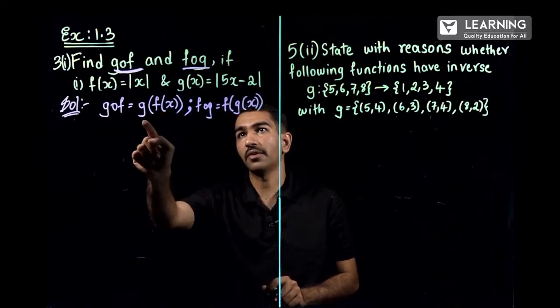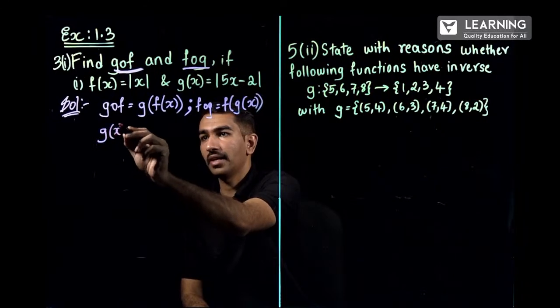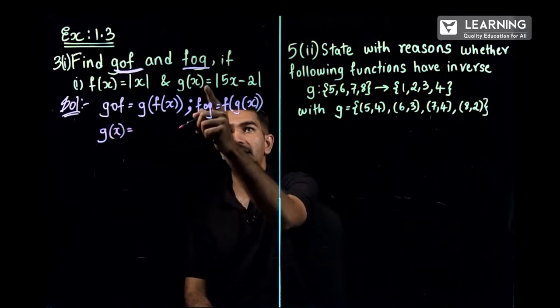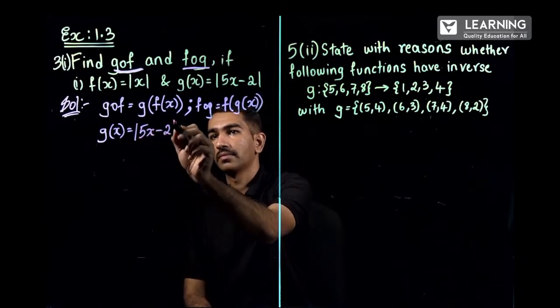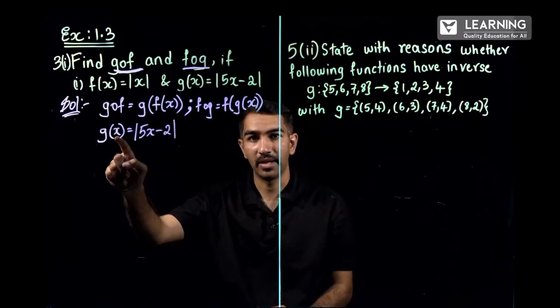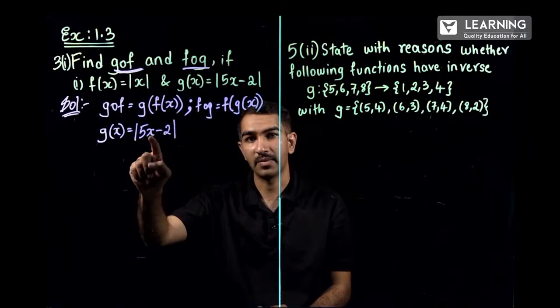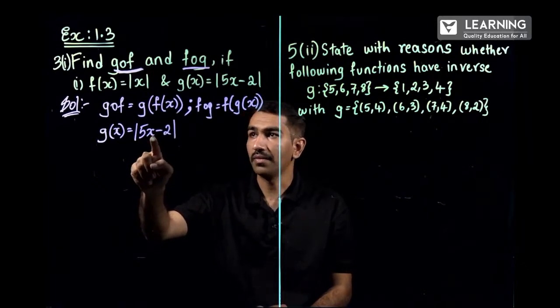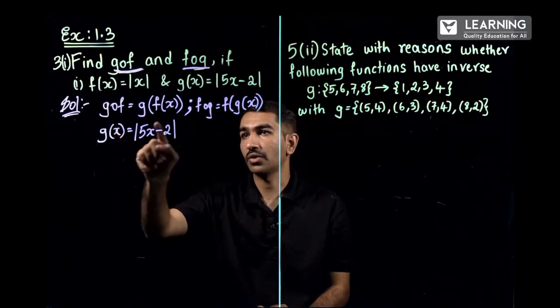So we'll see what is g of x first. g of x is nothing but mod of 5x minus 2. Now understand, inside the bracket here we have written x. That is the reason we are writing x here as well. Now what should we find out? g of f of x.